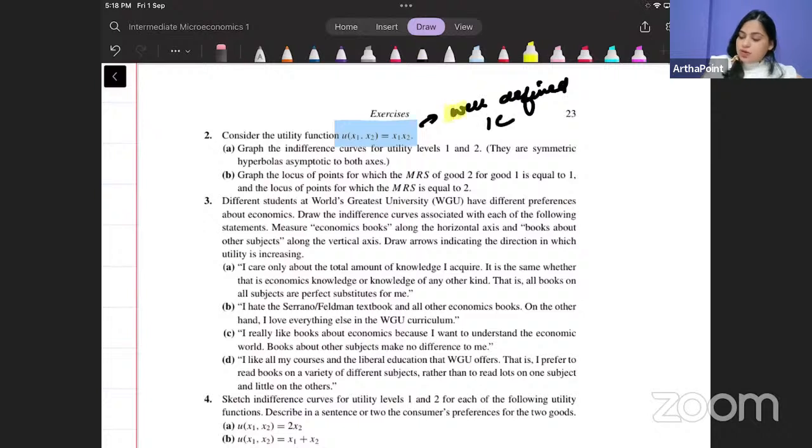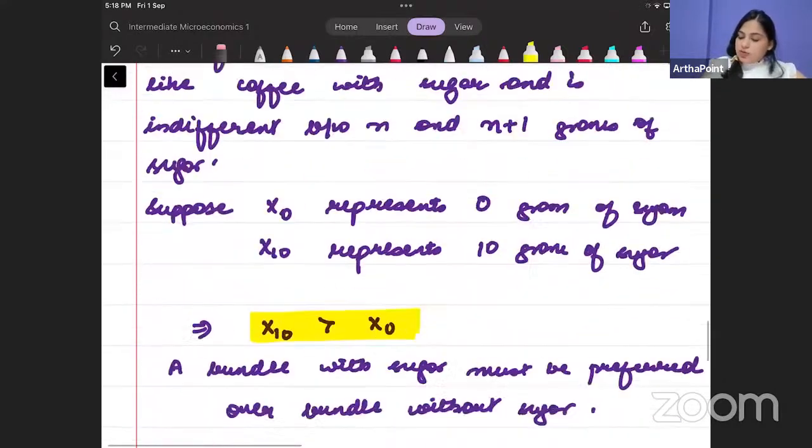Well-defined IC बोलते हैं इनको, है ना बेटा. अब क्वेश्चन देखो. Graph the indifference curve for utility levels 1 and 2. Graph the locus of the points for which MRS of good 2 is equal to 1 and locus of points for which MRS is equal to 2. ठीक है बेटा, करना शुरू करते हैं क्वेश्चन. So write down question number 2 now.